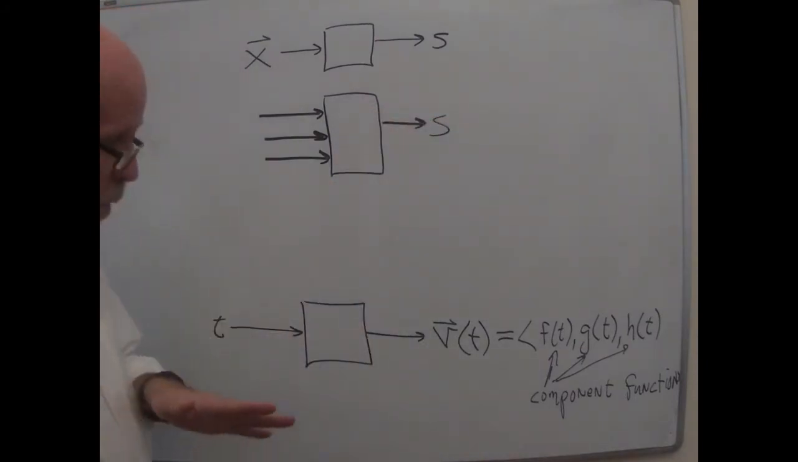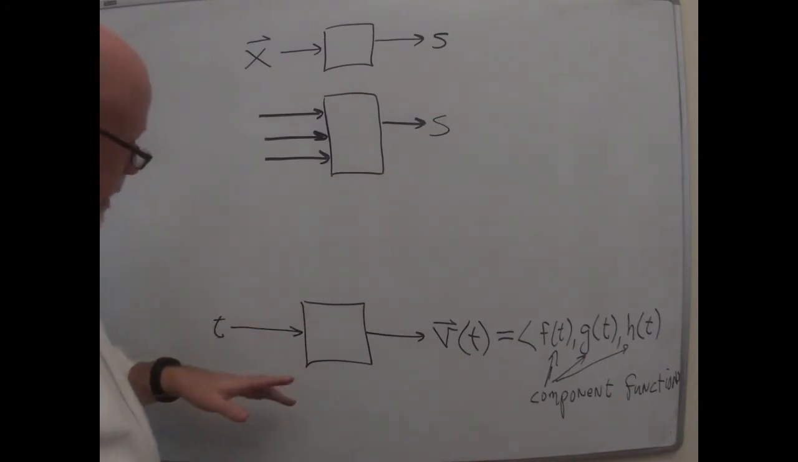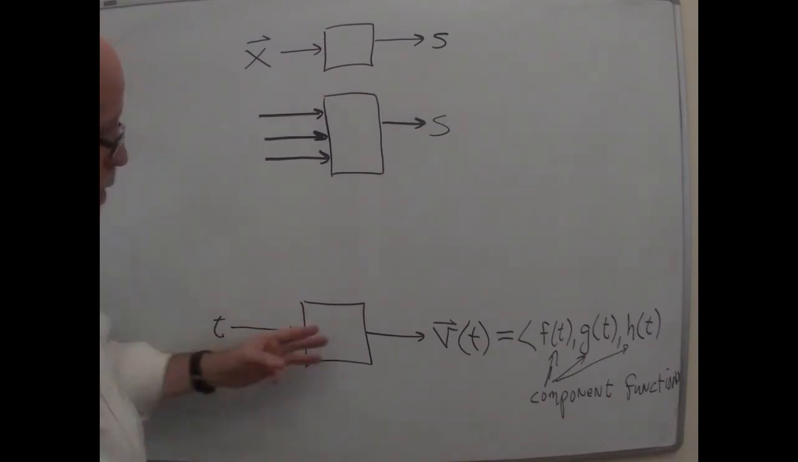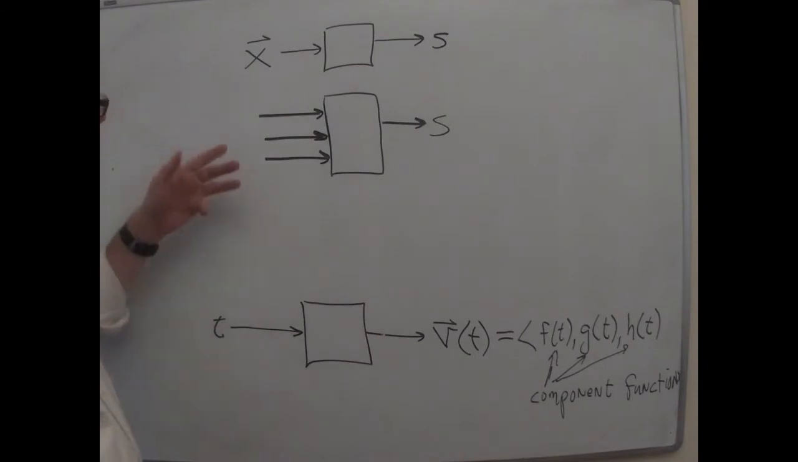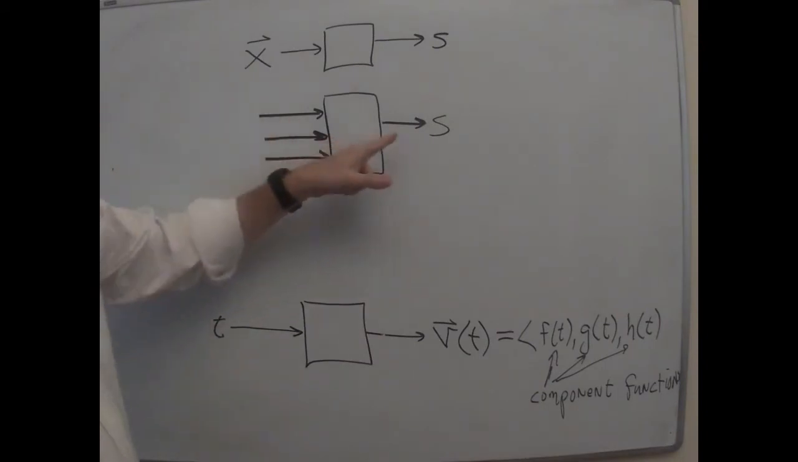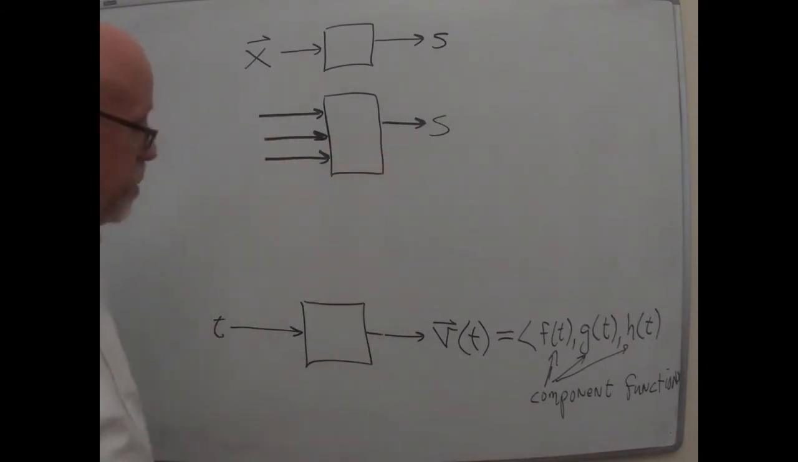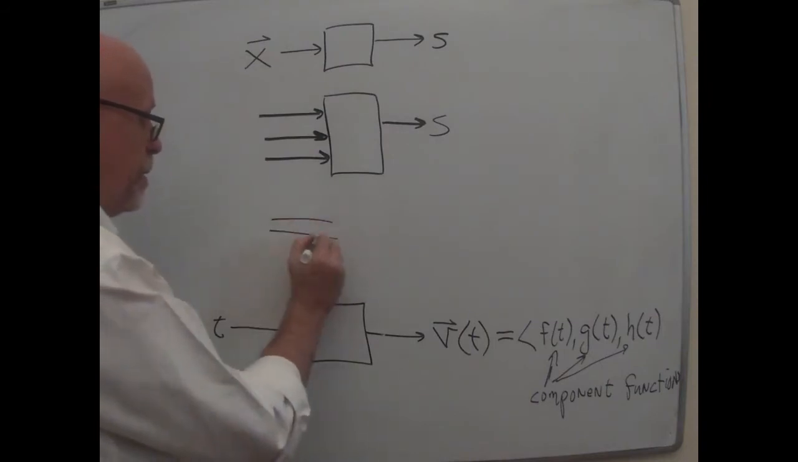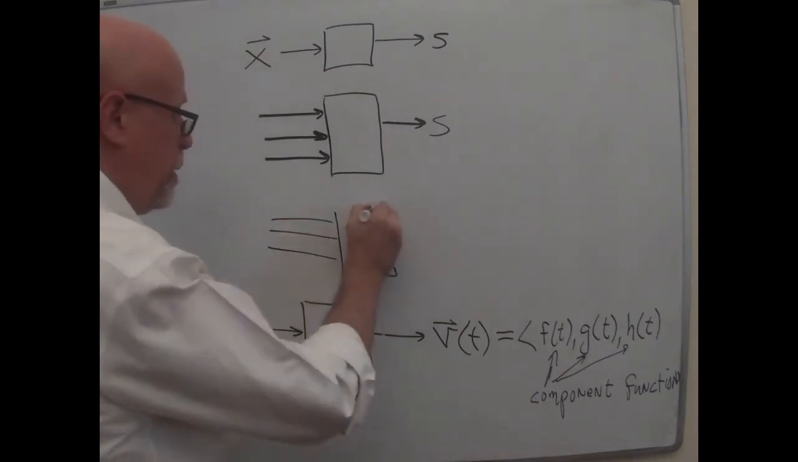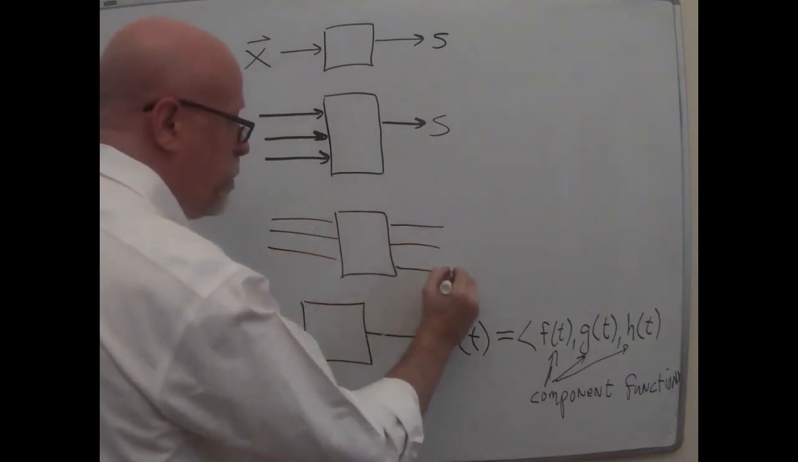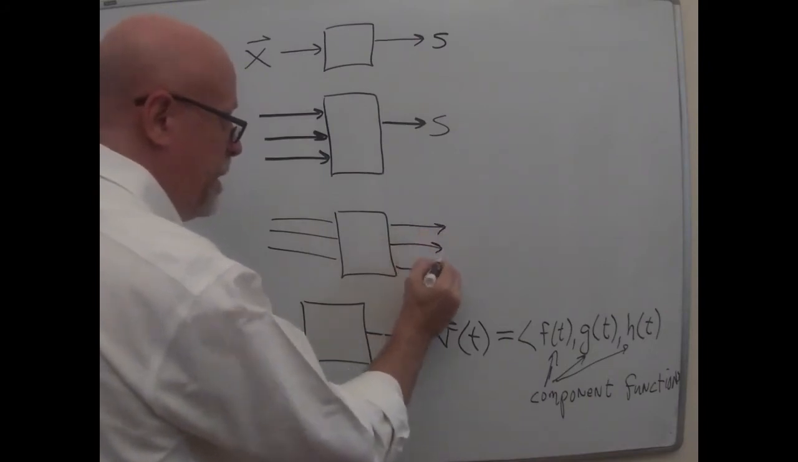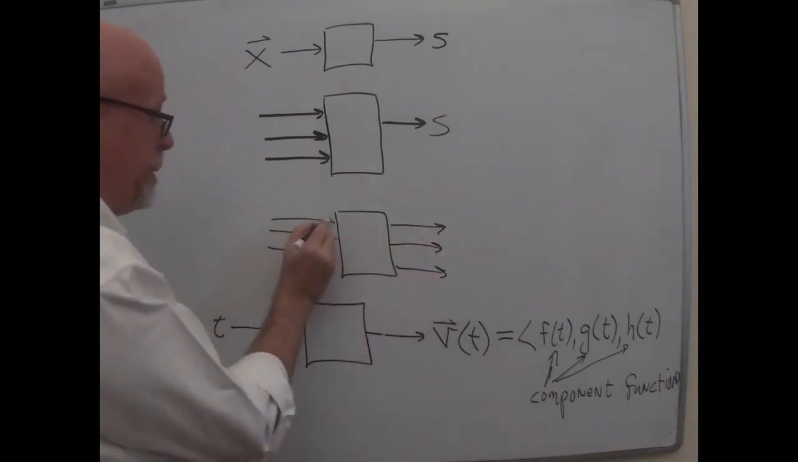So what we're going to look at today is single inputs, multiple outputs, but we could have had multiple inputs and single outputs. And there's a third option. You could have a vector's worth of inputs and a vector's worth of outputs. That's sort of as bad as it can get.